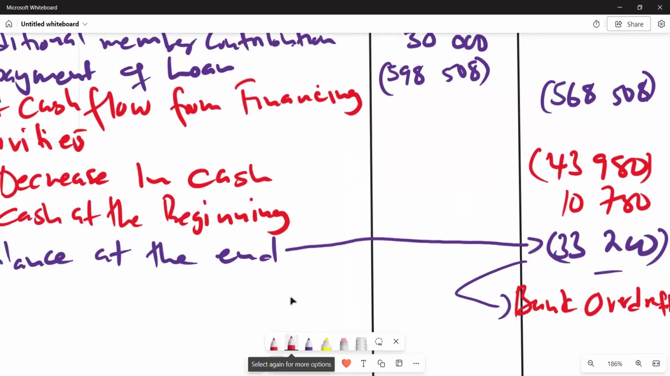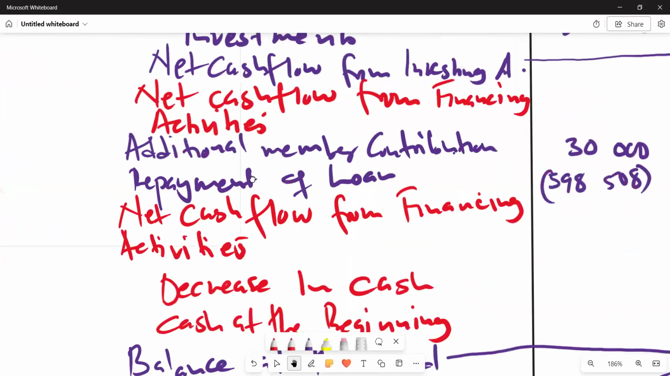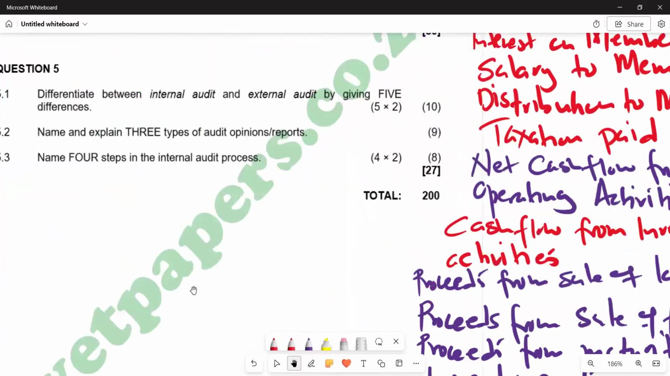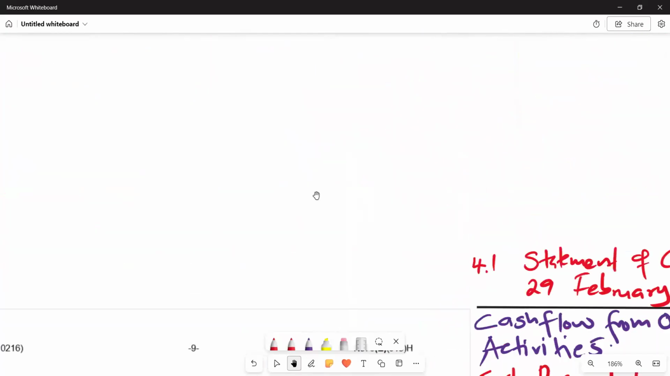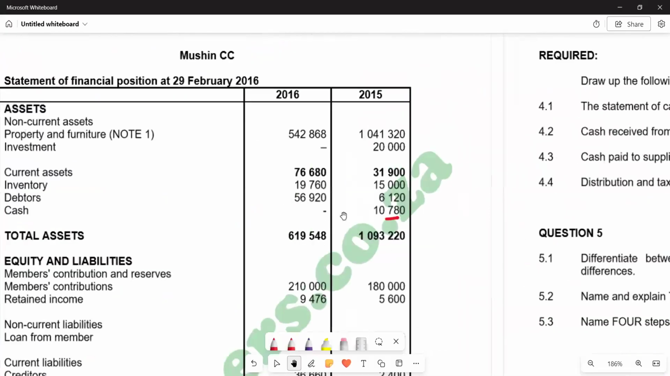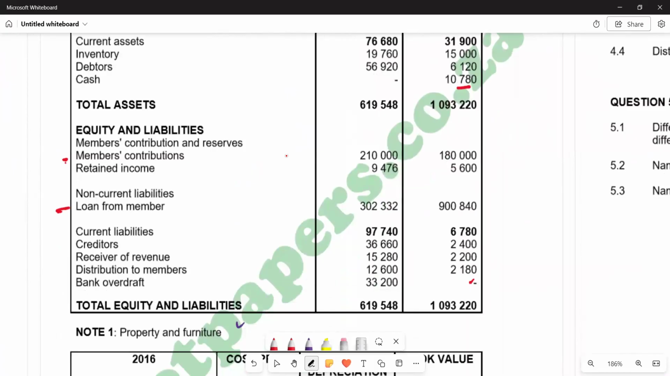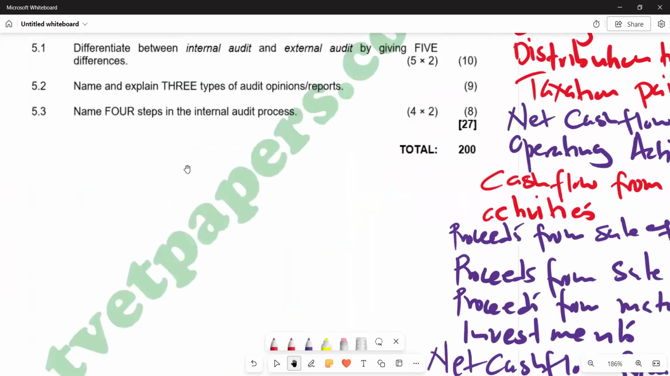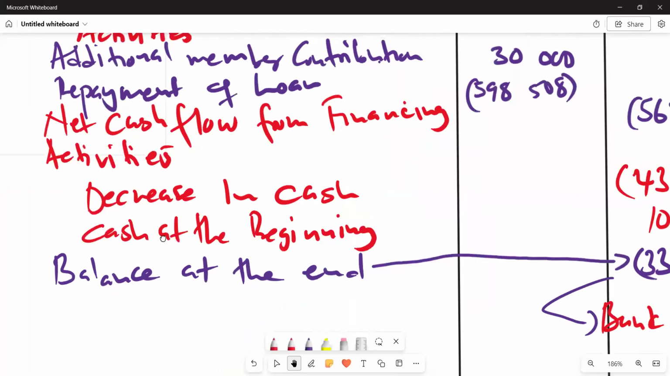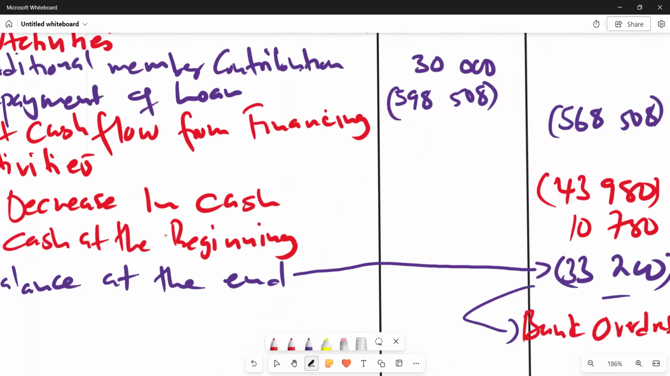So you go back to the question to cross-check if we have done it correctly. If you come here, you'll see that as a closing balance, we've got a bank overdraft of 33,200. So this is the same figure that we are having as our closing figure, as our final figure in the cash flow statement, which is 33,200 here, indicating that we've done our cash flow statement correctly.